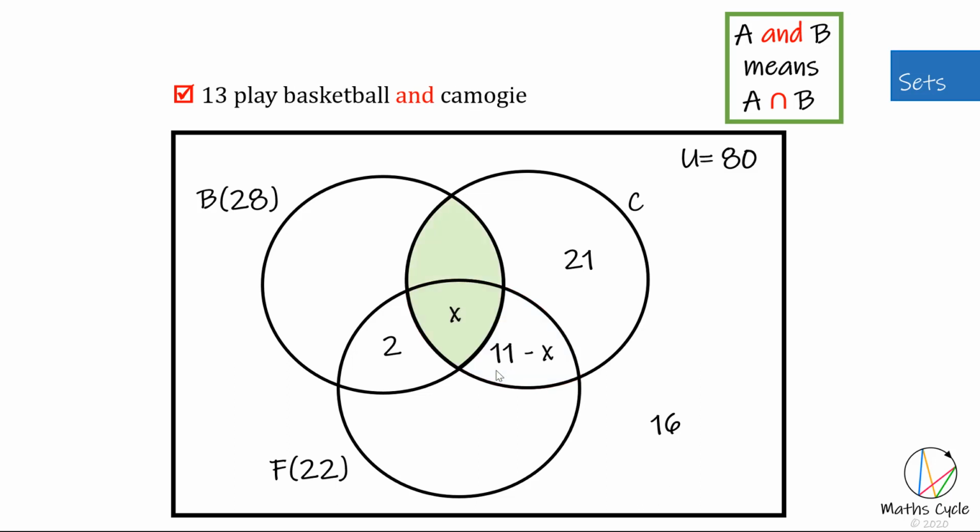Okay? Right. So on to the next piece of information. We have then 13 people play basketball and camogie. So and means intersection. So B intersection C is this green part. And the same thing again, we already have X students accounted for, but we're told that the total number for the green part here is 13. So that means for this little part here, it's going to be 13 minus those X already accounted for. Okay, so that's a little bit difficult. You just have to practice with that.